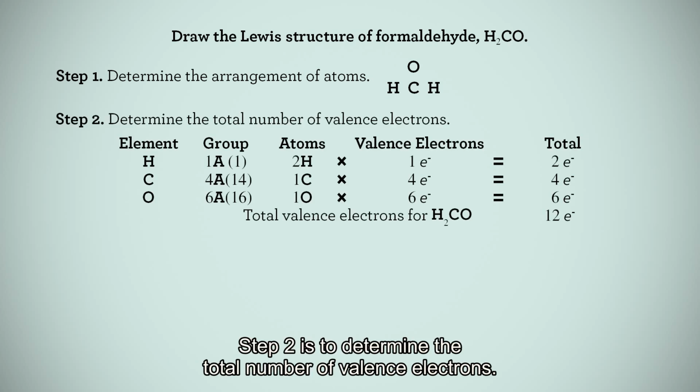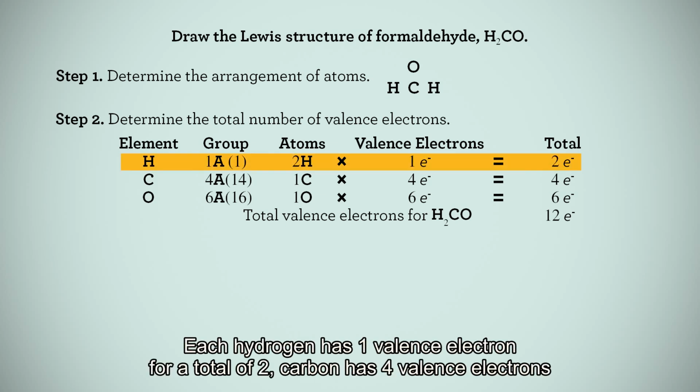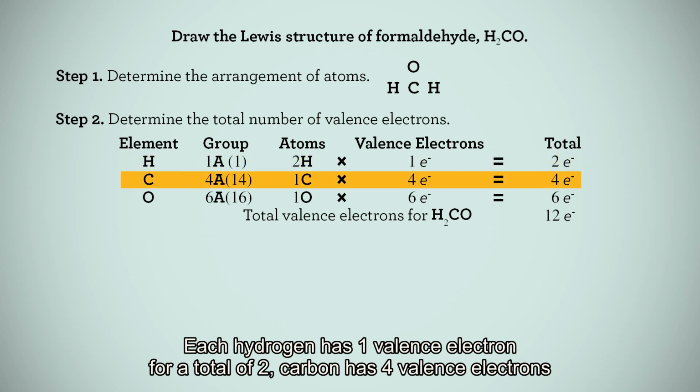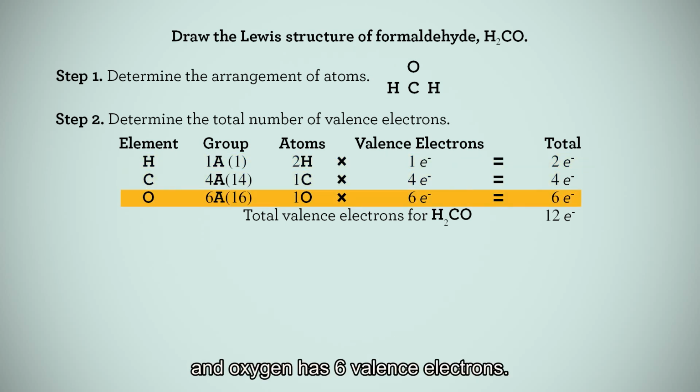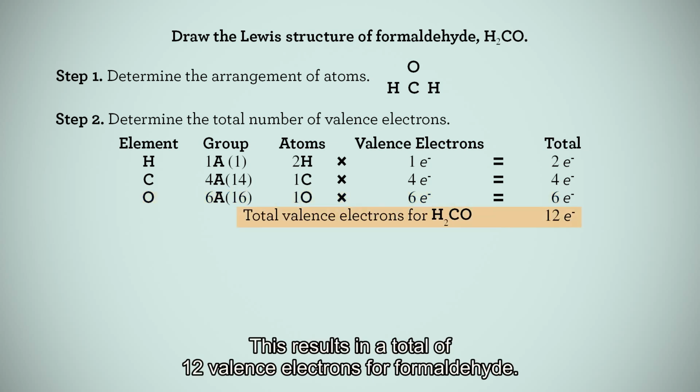Step 2 is to determine the total number of valence electrons. Each hydrogen has 1 valence electron for a total of 2. Carbon has 4 valence electrons, and oxygen has 6 valence electrons. This results in a total of 12 valence electrons for formaldehyde.